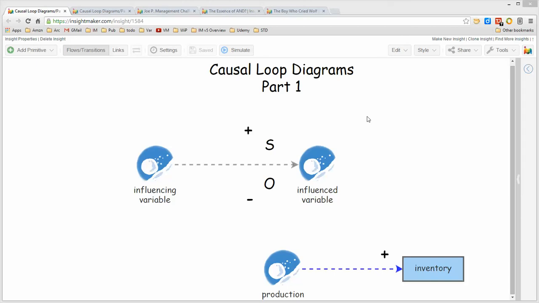There's an older notation, which is a bit more difficult to understand because it's an overloaded definition, and I'll explain to you why in a moment. The influencing variable can add to the influenced variable, which means it's a plus, or the influenced variable can change in the same direction as the influencing variable, which is a plus. The alternative is that the influencing variable can subtract from the influenced variable, being a minus, or the influenced variable can change in the opposite direction of the influencing variable, again being a minus.